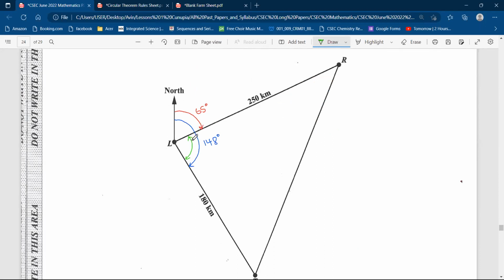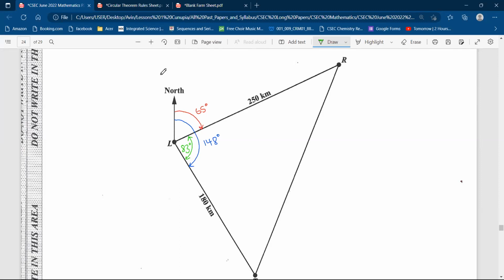How much do you think that angle is? If the whole blue angle is 148 and the red part is 65, how much do you think the balance in between is? Simple reasoning: you just minus the 148 and the 65, and you will get 83 degrees. So the middle angle, RLT, is 83 degrees.